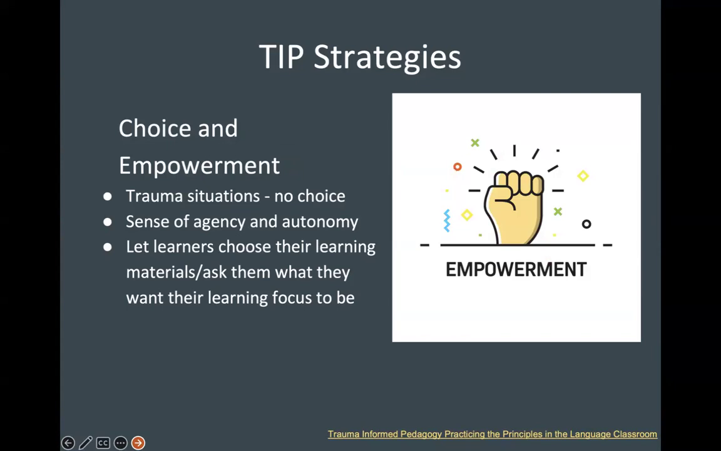Small choices can be integrated into everyday learning, such as allowing students to select their learning materials, asking them what they want their learning focus to be, or choosing topics for discussion. Co-creating learning materials helps students draw on their strengths and feel competent. Through these practices, students move from passive to active agency. It is vital for overcoming trauma's effects. Empowerment also includes respecting diverse learning styles, allowing students to express themselves in ways that resonate best for them, thereby supporting emotional and cognitive regulation.